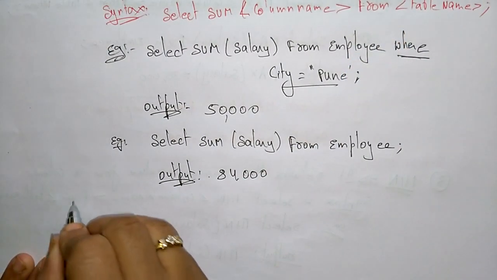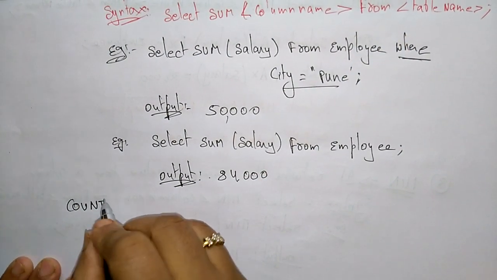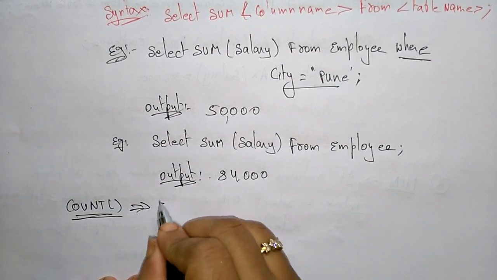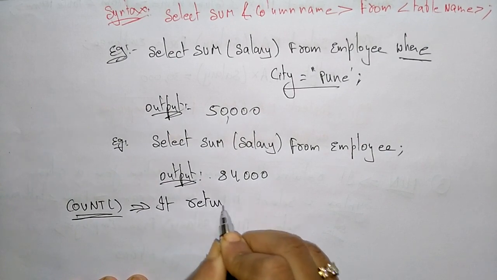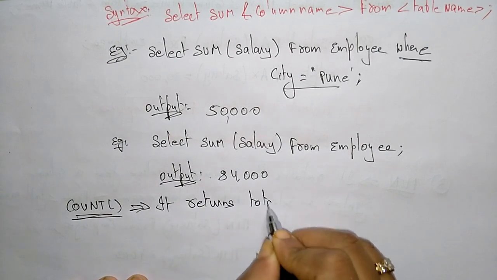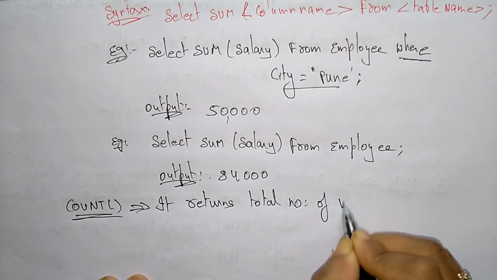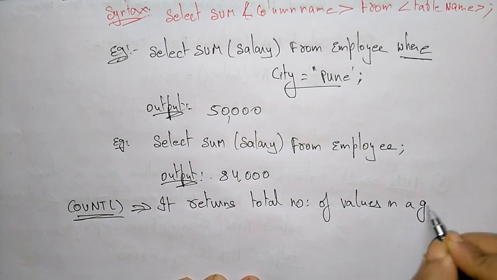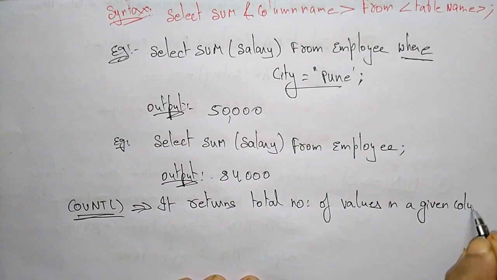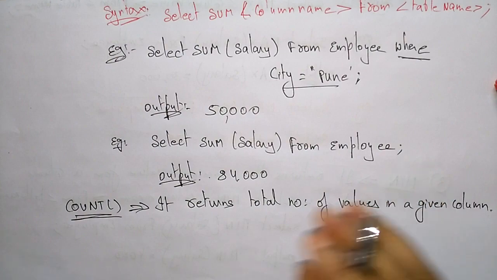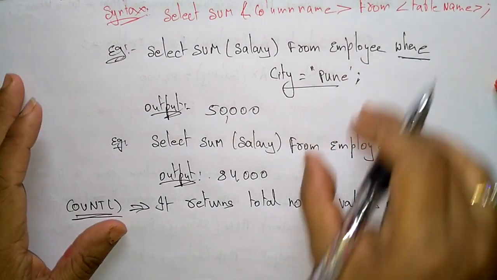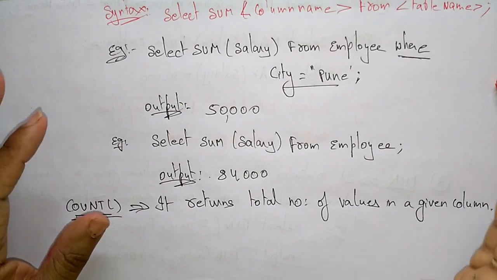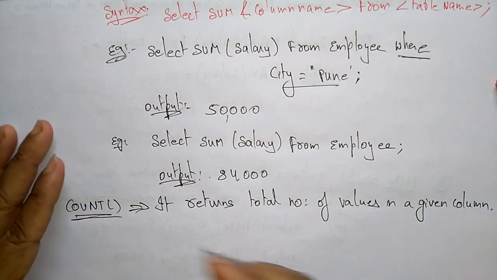Now coming to the next function, count. What will this function do? It returns the total number of values in a given column. Means how many values are present in a given column. So let me explain that.